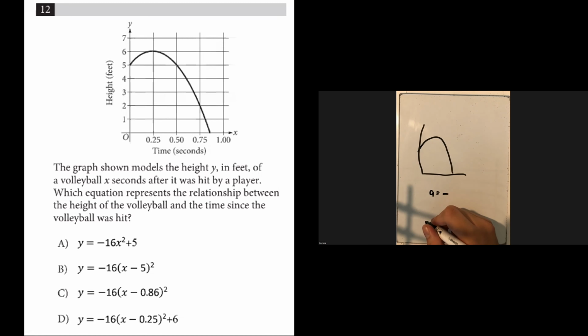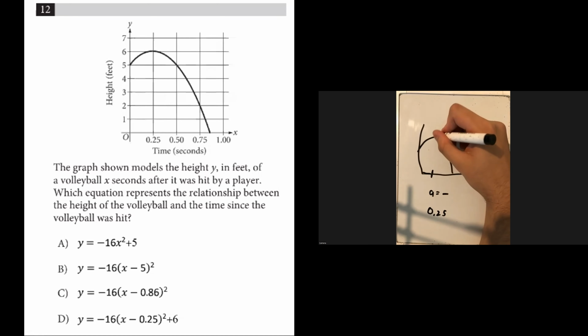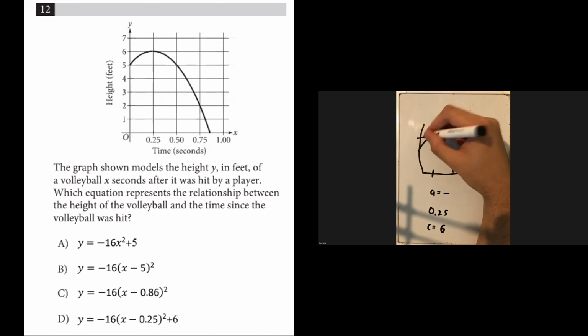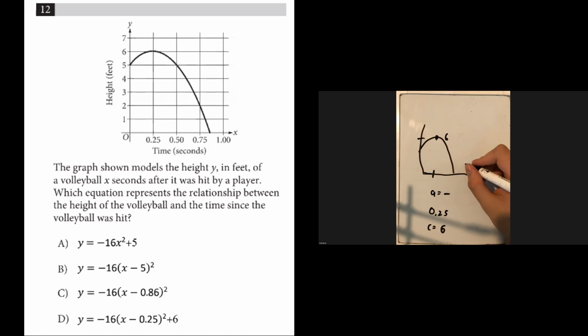And then for the next part, B would be 0.25 because it's right 0.25 units, which is right here. And then C would be 6 because that's the vertex, which is right here. It's 6. So it would be negative some number. So it seems like it's 16 based on the answer choices.